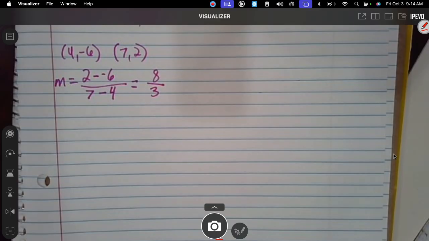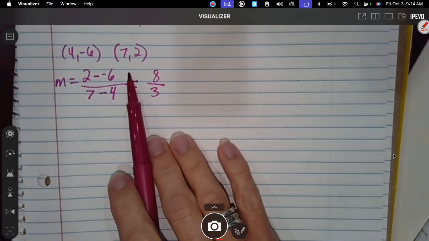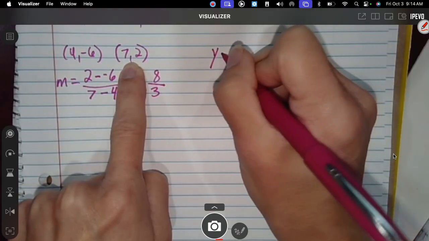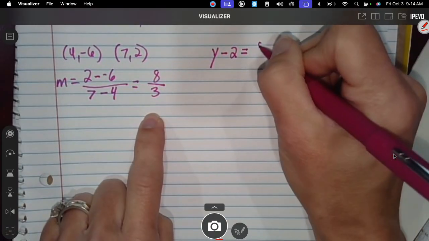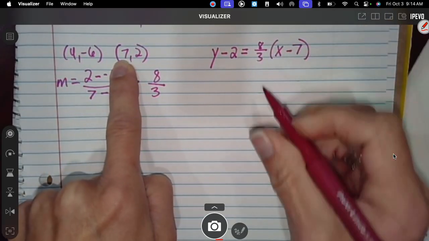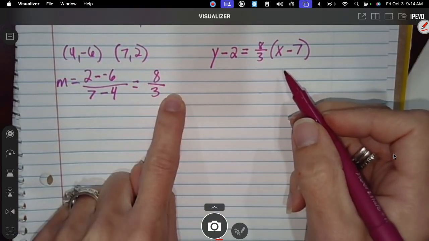So that's my slope. Now I have a slope and a point. It does not matter which point you use. Either one is fine. I'll write the answer for both of them. I always like to use the one with positive numbers, so I'll start with this one. Y minus the y value, 2, equals our slope, 8/3, times x minus our x value, which is 7. That's using that point in point-slope form.